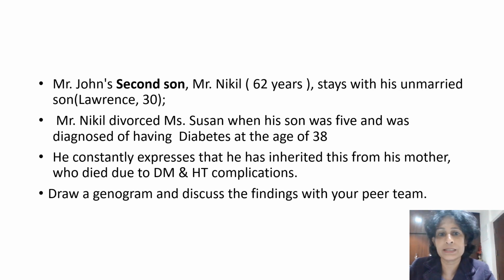Mr. John's second son, Mr. Nikhil, is 62 years of age, stays with his unmarried son Lawrence, 30. Mr. Nikhil divorced Mrs. Susan when his son was 5 and Mr. Nikhil also was diagnosed with diabetes at the age of 38. He constantly expresses that he has inherited this from his mother, who died due to diabetic and hypertension complications. So, draw a genogram, discuss the findings with your peer team. So, good luck to you.